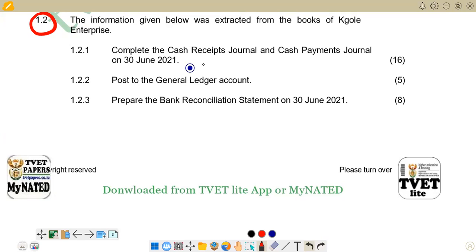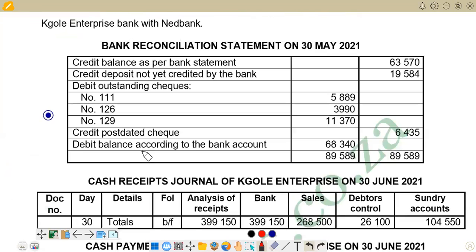If there's any difference between the balance in the bank account of our ledger and the balance on the bank statement, there's a need to prepare the bank reconciliation statement, whereby we try to reconcile the balance of the bank statement and the balance of the bank account. So this is what we are going to do. We update our journals, and after updating them, we go to the bank statement and make a reconciliation. So we are going to go through the question and then answer these questions.